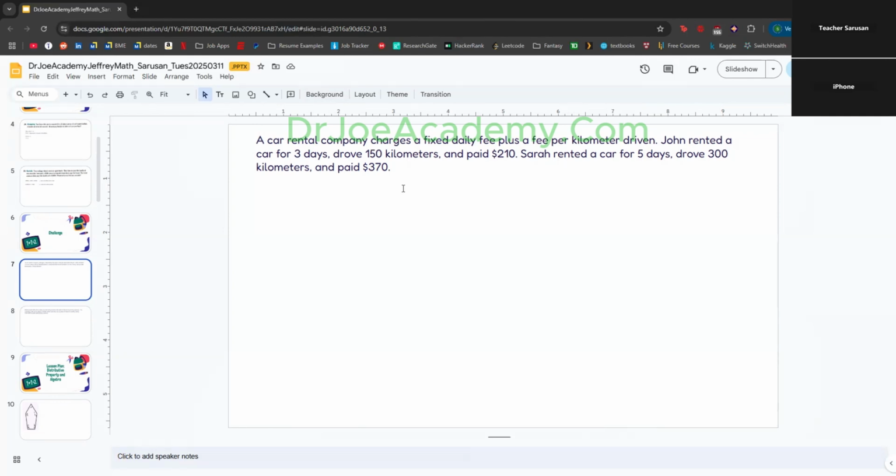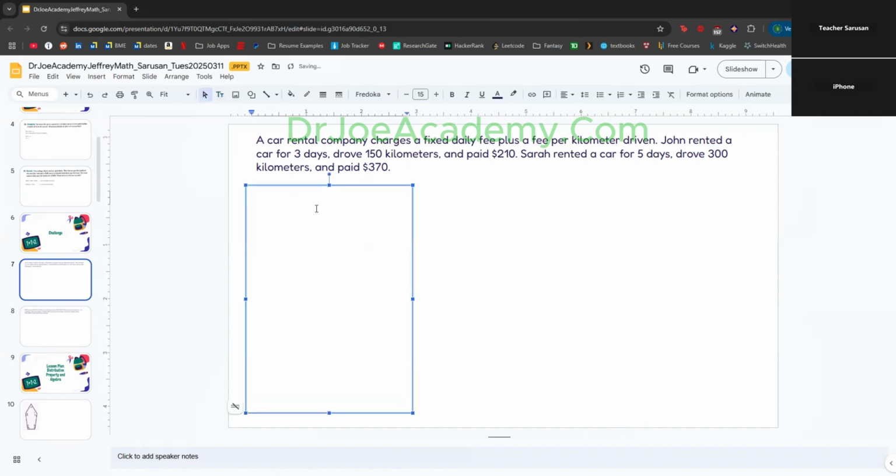Okay, so we've got to figure out the fixed daily fee and the fee per kilometer. I got it. I was just doing it in my head, kind of doing guess and check, but my first one was correct. So each day costs $20. And then each kilometer is just $1, I think. So what was the daily fee? Wait, never mind, it's incorrect. It only works for the first one. Okay, no problem.